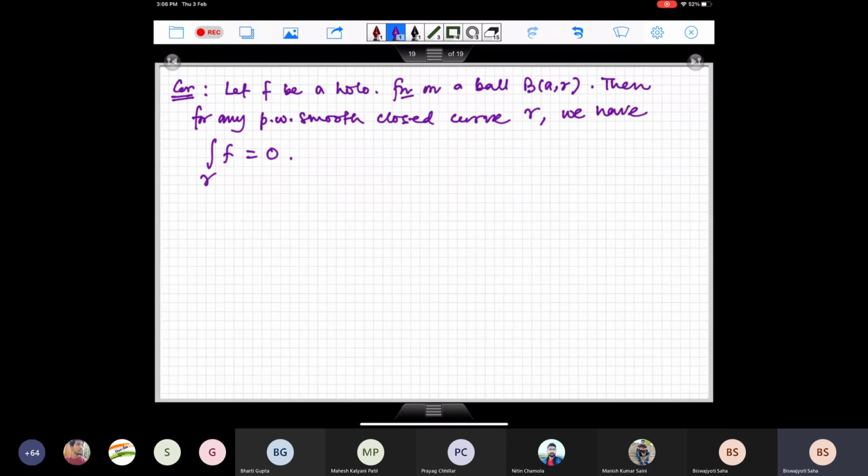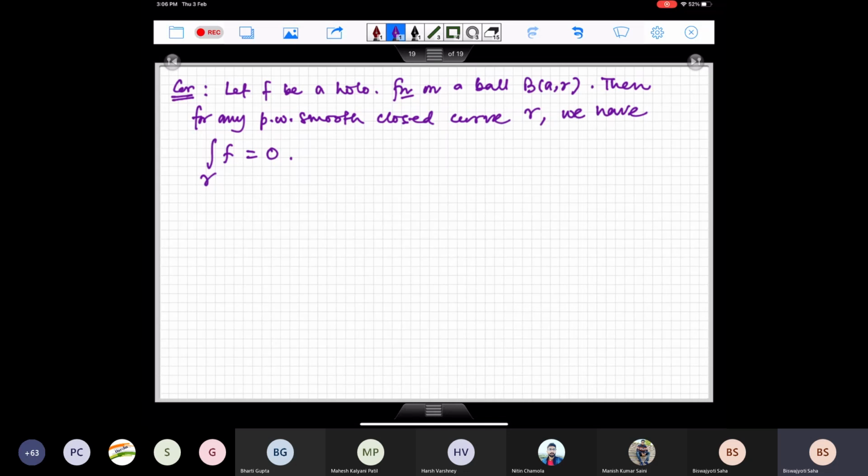Think about it and tell me how can I prove this? Sorry? F has a primitive from the previous theorem. Yeah, very good. So f has a primitive from the previous theorem, and what did we see? We saw that whenever the initial and ending point are the same.